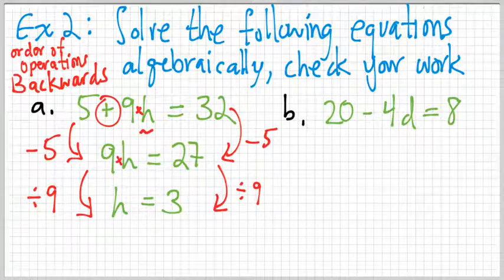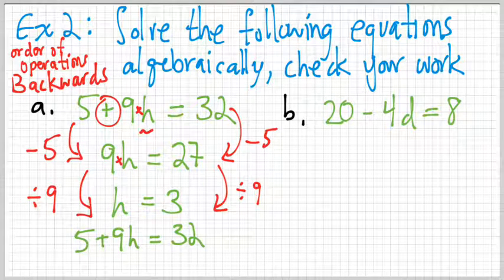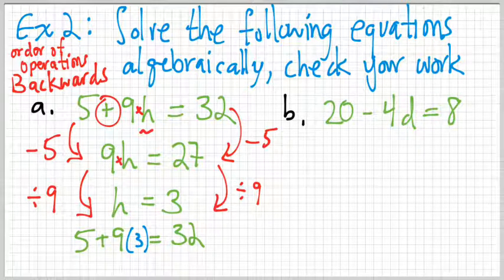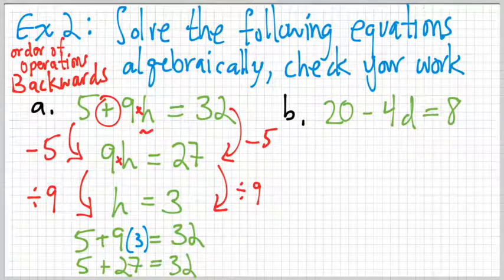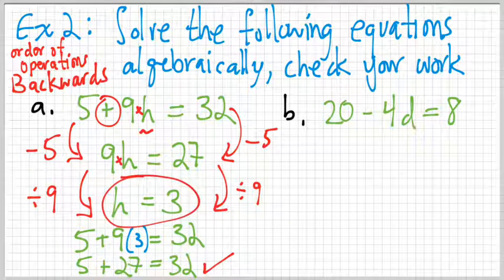So we can check our work the same way. We can take the equation, rewrite it. Now with the magic of technology, I'm just going to replace my h like that. And now I'm evaluating this, so I'm going to do BODMAS forwards. I have multiplication and addition here on the left, so I'm going to do the 9 times 3 first, which is 27. Put my plus 5 in there. And I have to ask myself, is 5 plus 27 equal to 32? And of course the answer is yes. So that confirms my answer of h equals 3.